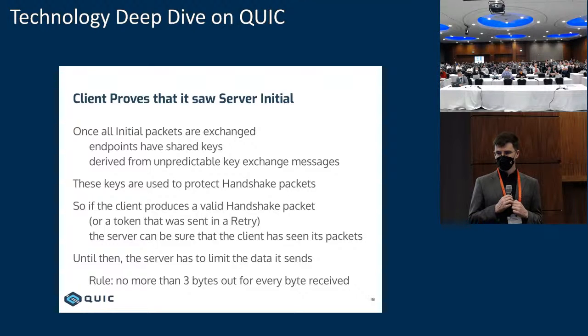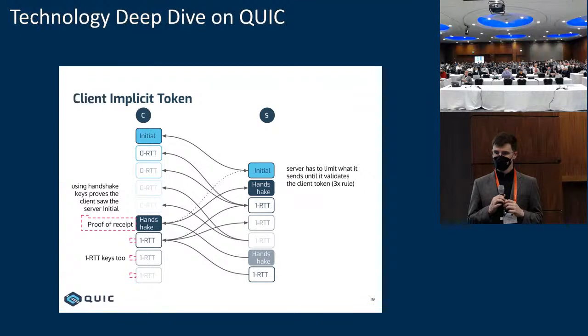And until this point, the 3 out for 1 in rule applies. But next slide will show you the same thing that you saw before, but as the initial from the server reaches the client, it generates some new cryptographic keys to protect the handshake packets. That handshake packet is proof that the client saw the server keys. And so that allows us to proceed by layering in the address validation process without paying any extra bytes at all. I hope that's clear, but that's a trick that we apply in a couple of other places. Next, please.